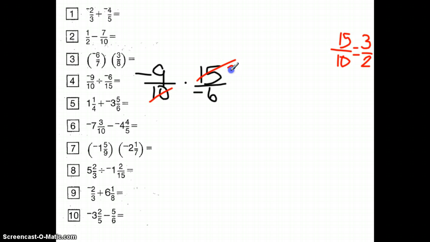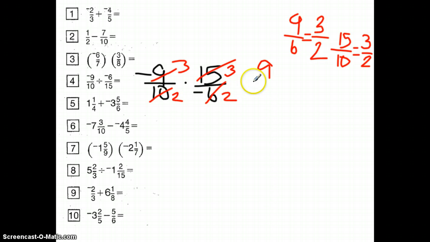So I'm going to write a 3 up here, 2 down here. Now, can I do 9 and 6? If I had 9 over 6, can I simplify that? Oh, hey, same thing. 3 goes into the top, 3 goes into the bottom, so I get 3/2. So I'm going to do that out as well. 3/2. 3 times 3 is 9. 2 times 2 is 4.